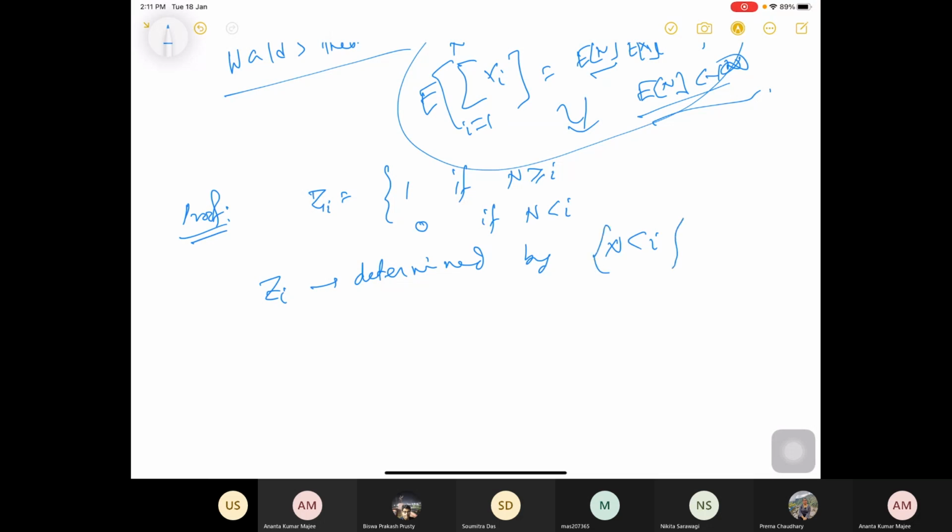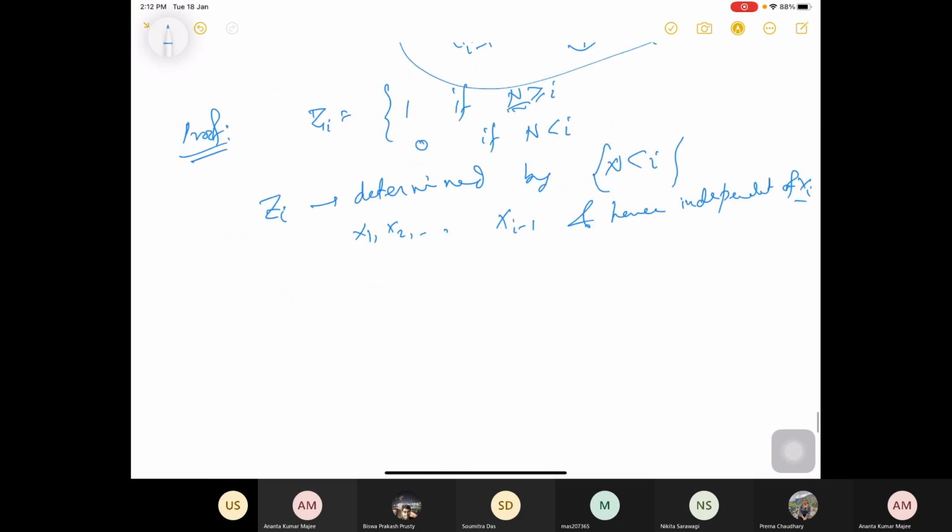If N is less than i, that means it is determined by my X1, X2 up to X(i-1). N is strictly less than i, and N is nothing but the stopping time. That means N equal to k is independent of X(k+1), X(k+2), and so on. So this Zi is determined by the random variables X1, X2, up to X(i-1), and thus it is independent of Xi.